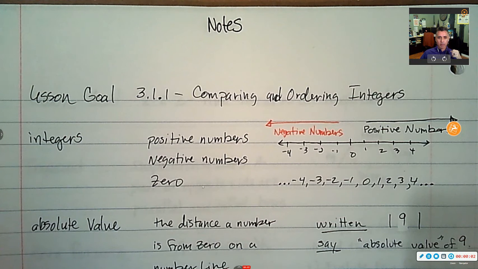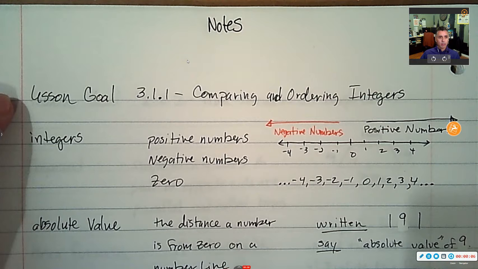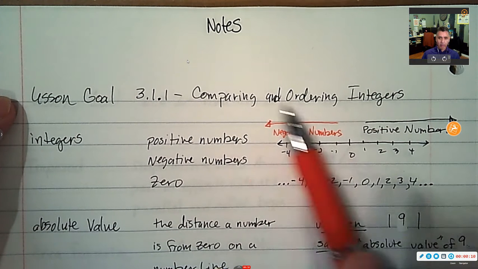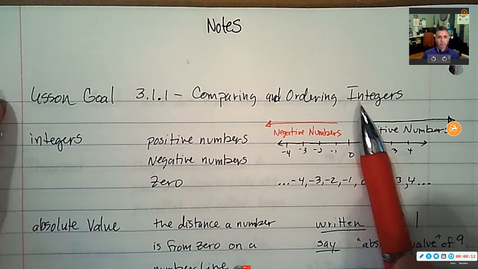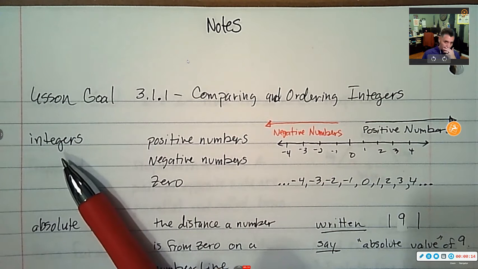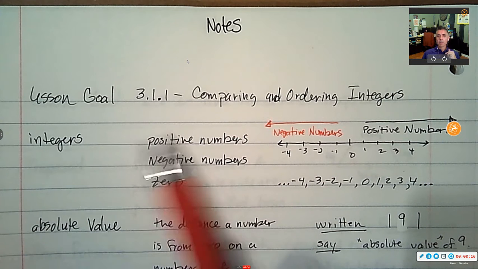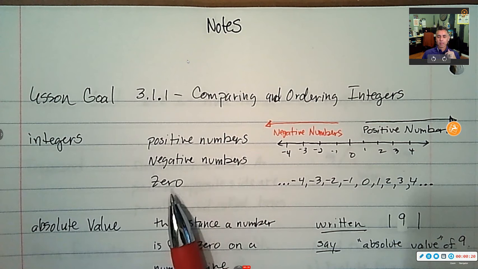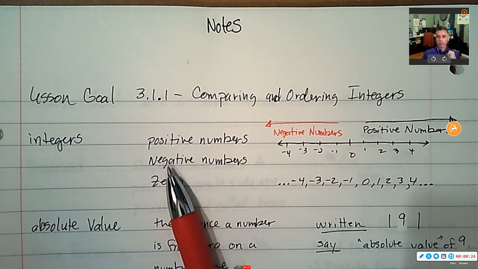Hey everybody, so we have some notes today. Today we're gonna go over lesson goal 311, and that is comparing and ordering integers. And then integers, you can just think of those as numbers. They're positive numbers, negative numbers, and zero. Okay, zero is neither positive nor negative.